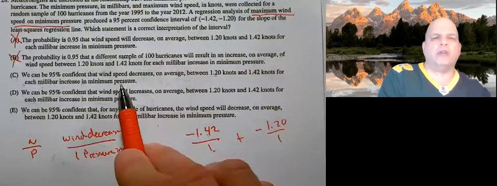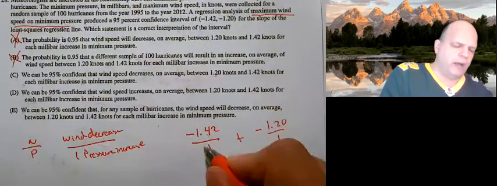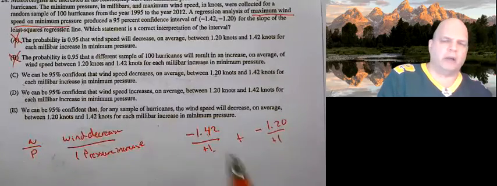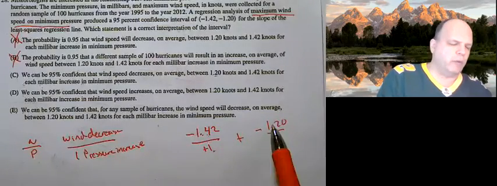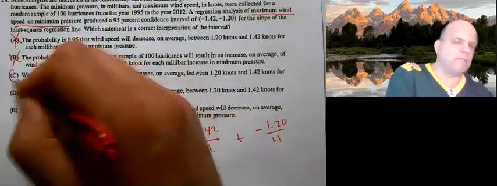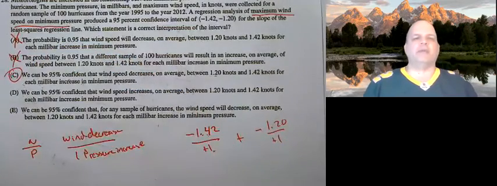one increase in pressure. And sure enough, we have a positive 1 in the denominator, and we're decreasing negative 1.42 to negative 1.2. C is our best answer.